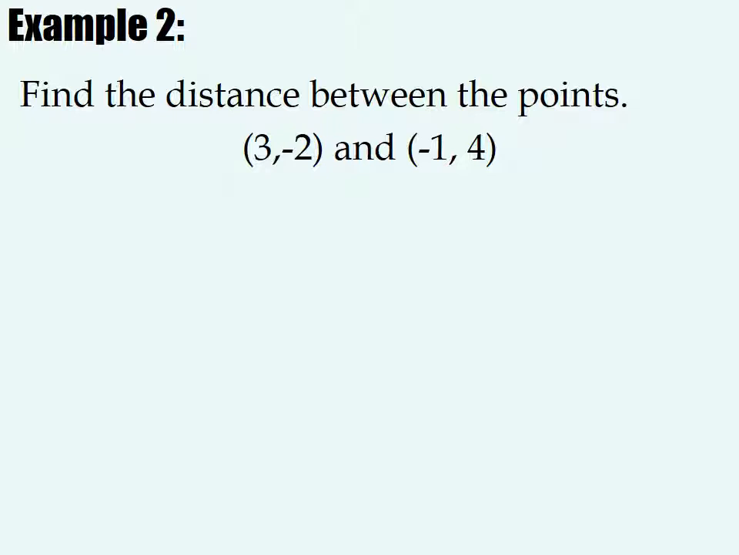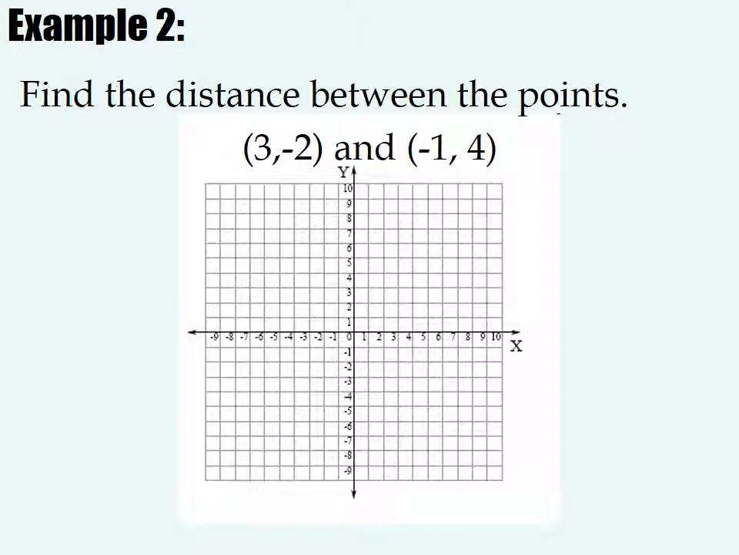Next example says to find the distance between the following 2 points: (3, -2) and (-1, 4). Again, we're going to use the same idea of the Pythagorean theorem with a triangle to find this missing length. We're going to call that C for now. It's still the hypotenuse of the triangle. And we've got the following 2 legs. Let's go ahead and count the length of these legs.